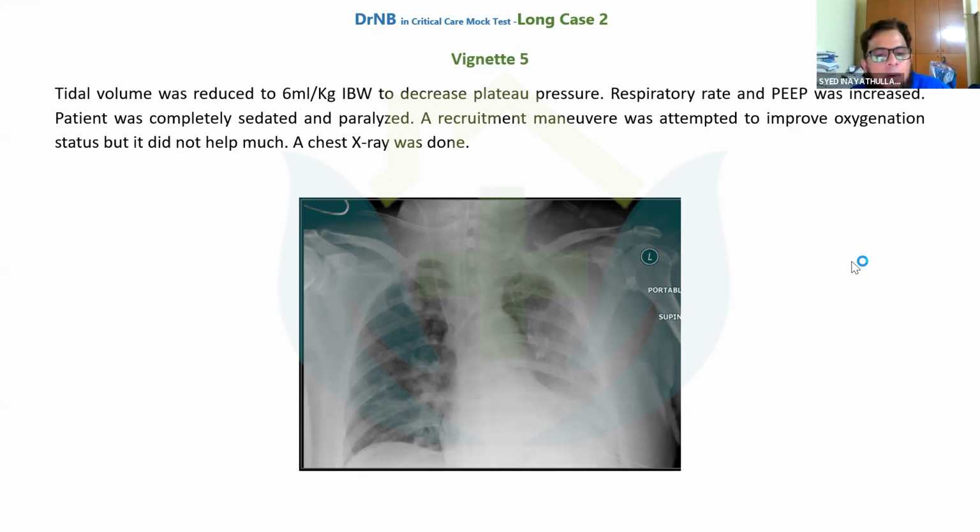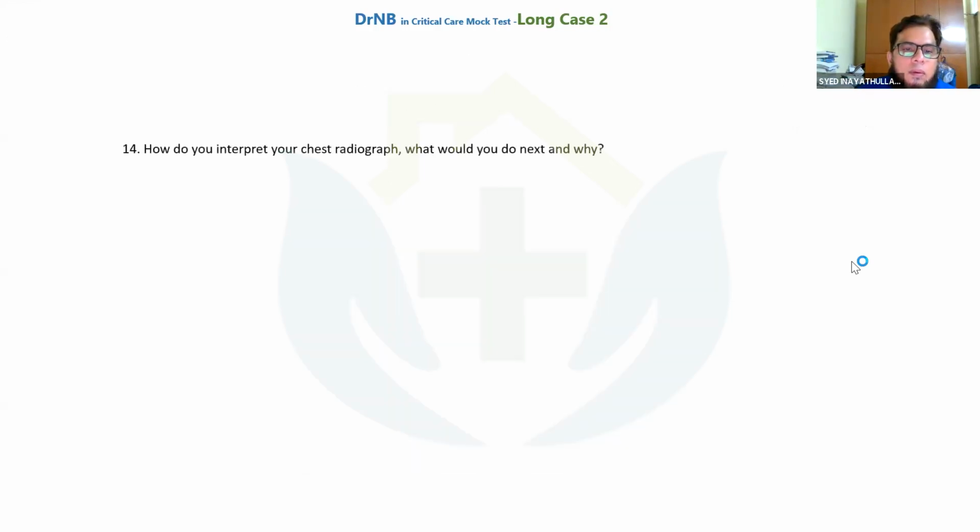You could see central line, you could see Ryle's tube, you can see endotracheal tube. So in this image, the Ryle's tube, I could not appreciate it below the diaphragm here. Okay. So what will you do? You would like to do a bronchoscopy in this patient. So what precautions you would like to advocate while doing bronchoscopy in this patient?